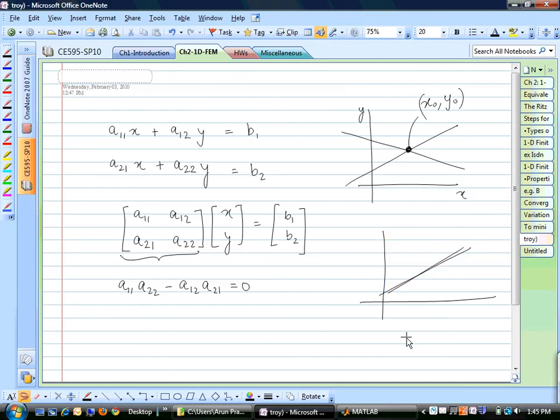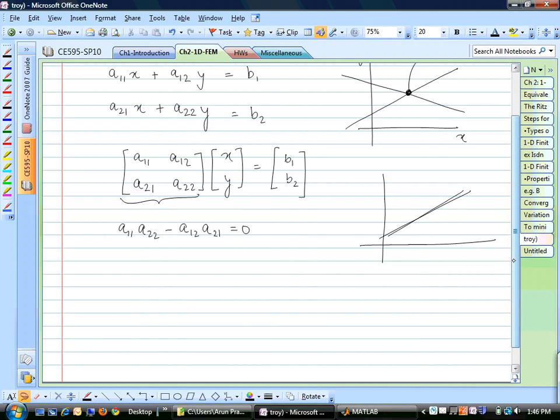So in one case, if they are parallel, then there is no solution, right? And if they are overlapping, then there are infinitely many solutions. Does that make sense? Okay. And how do we find out whether they are parallel or overlapping? Yes, it depends upon the right hand side.